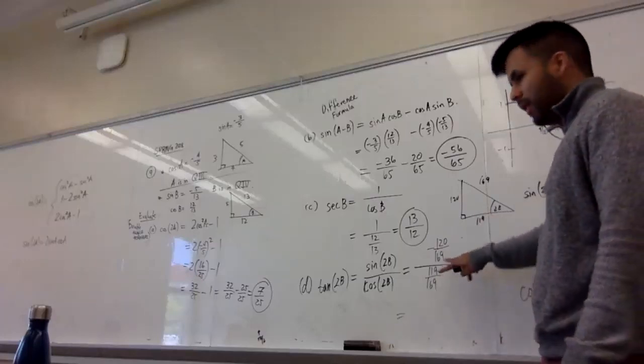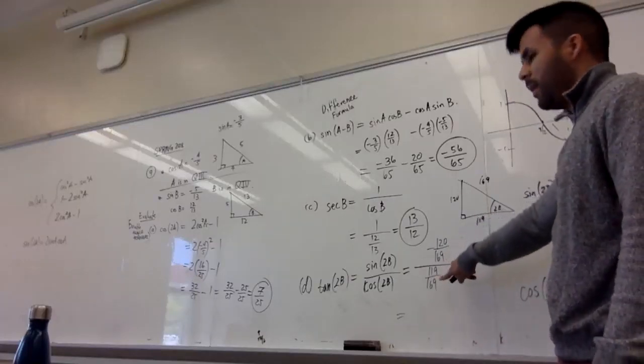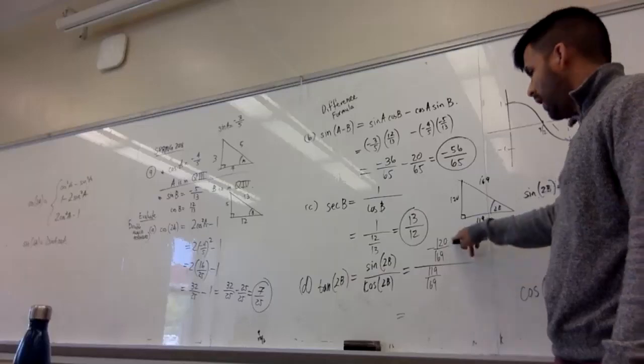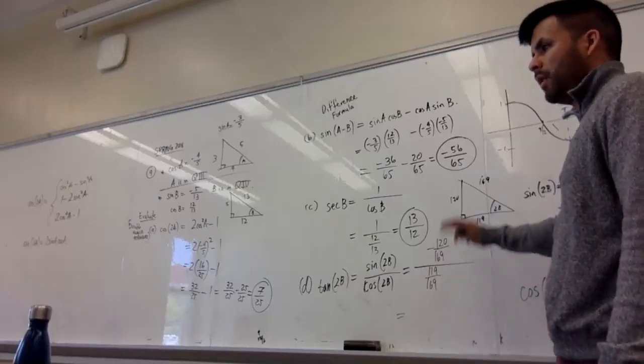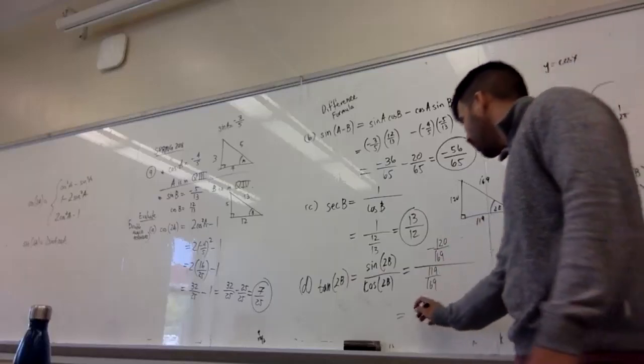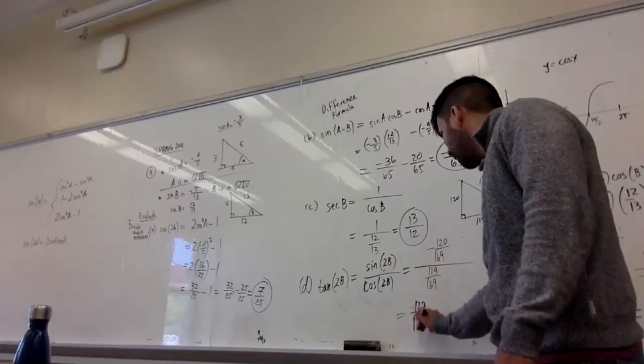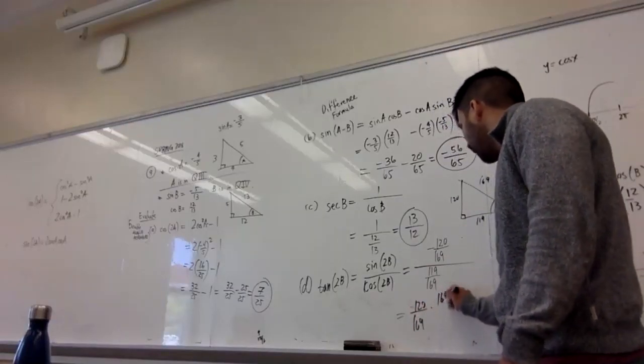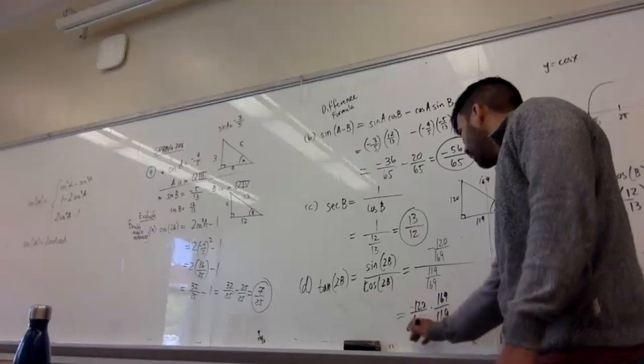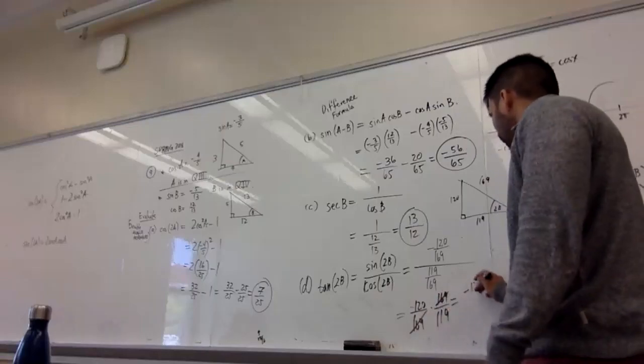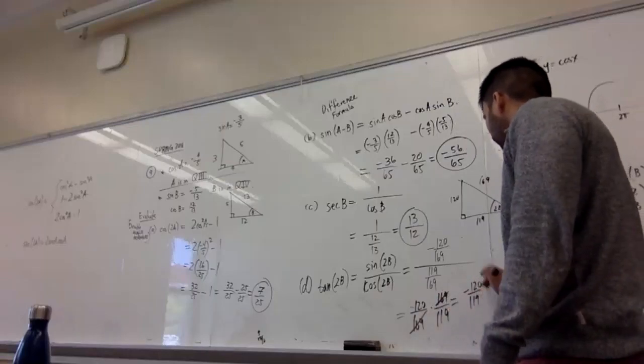So now how do you complete this? You have this divided by that. Dividing by a fraction, you flip the reciprocal, right? So this becomes negative 120 over 169, multiplied by 169 over 119. The 169s cancel and I get negative 120 over 119. This is my final answer.